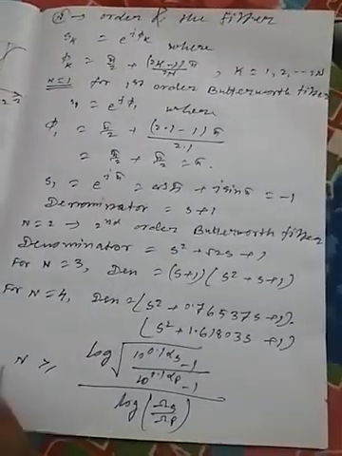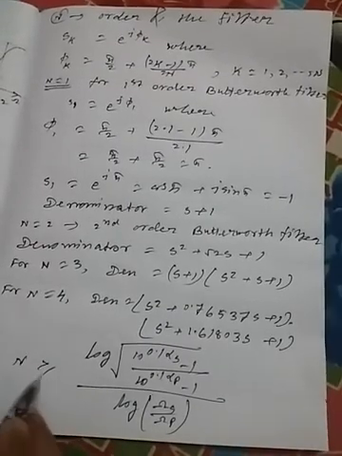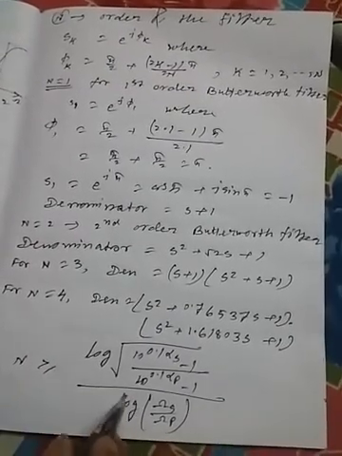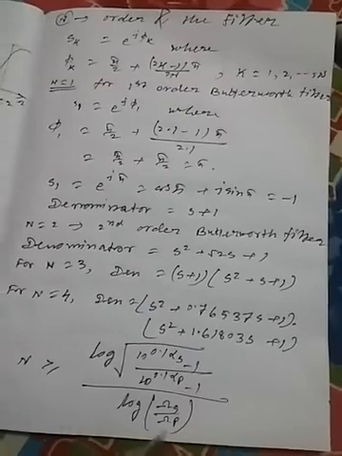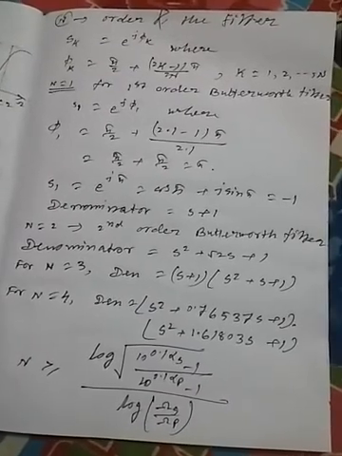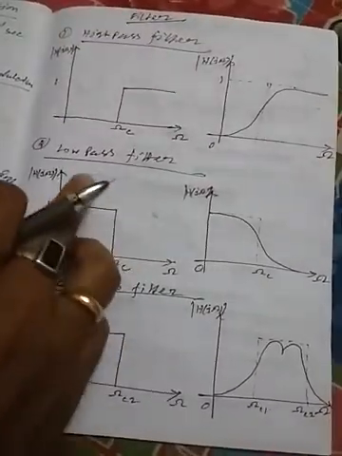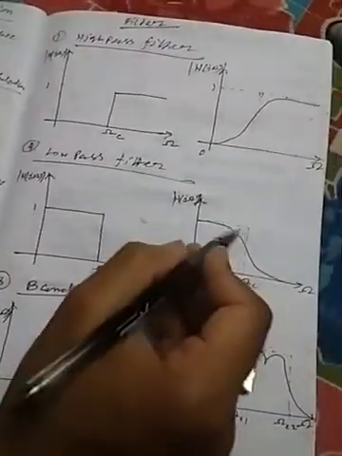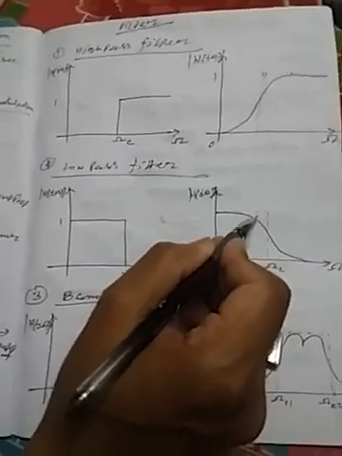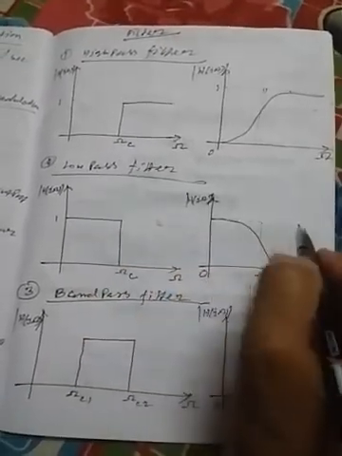Now here n is the order of the filter, that is greater than or equal to this. Okay, now what is alpha s, what is alpha p, what is omega s, and what is omega p? If you see from here, in case of low pass filter, there is some attenuation here. This is called pass band attenuation.